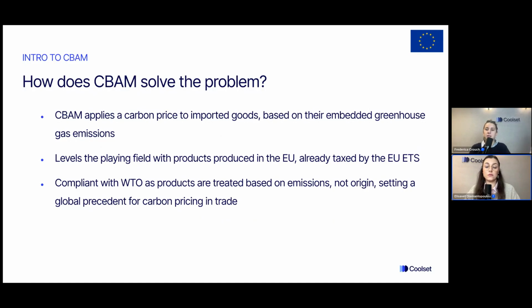And it's important to see that it's not meant to be a protectionist movement, but more that it's compliant with WTO, as products are treated based on their emissions rather than their origin. So it equally supports and benefits those producing in a low emission setting, whether you're in the EU or without, because your costs will be lower. So it's not protectionist for the EU, but it's setting a global precedent for carbon pricing within trade.